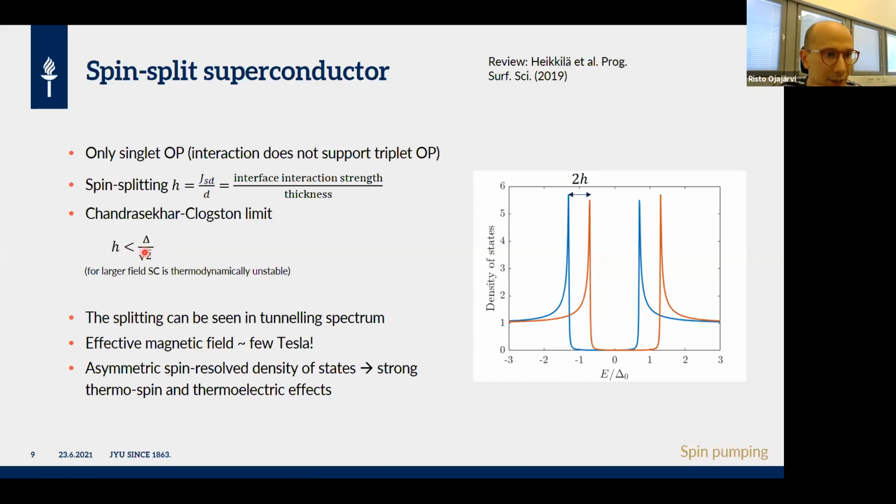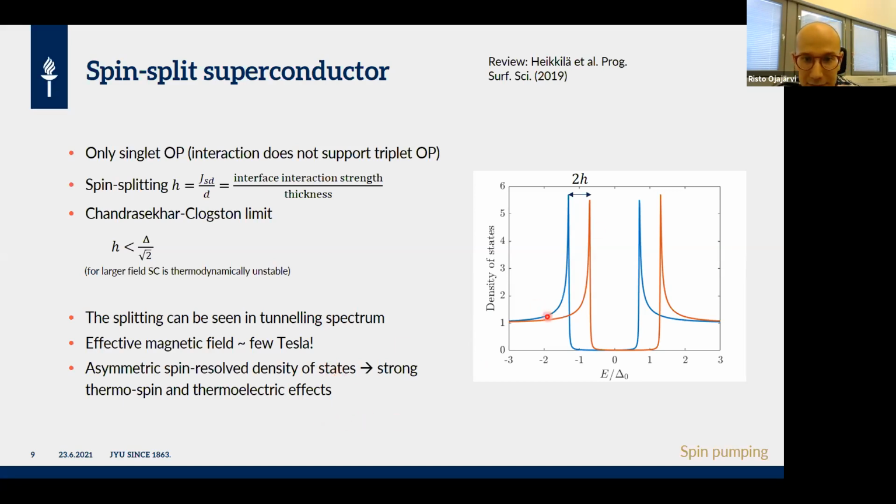If it goes above this delta over square root of 2, then superconductivity becomes thermodynamically unstable and vanishes. So this limits how large an exchange field you can have, but it's still a large field. Depending on the superconductor, it can be a few Teslas. If you would try to do the same splitting with an external magnetic field, you would need a few Tesla magnetic field strength. But here you don't have any external field, you just have the interaction from the ferromagnetic insulator.